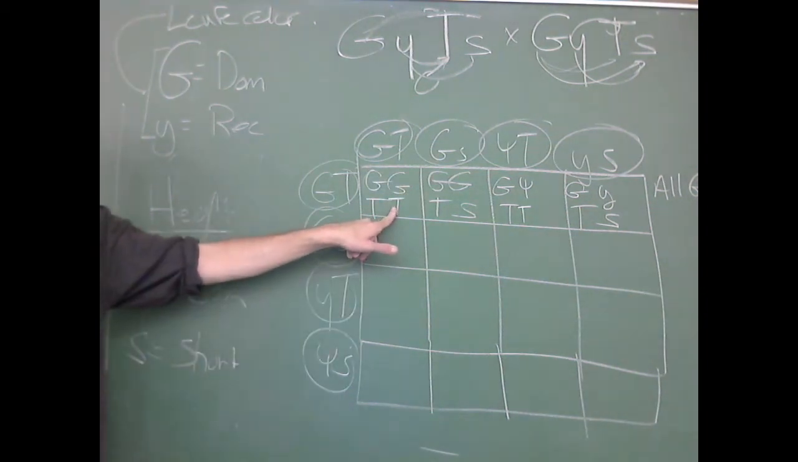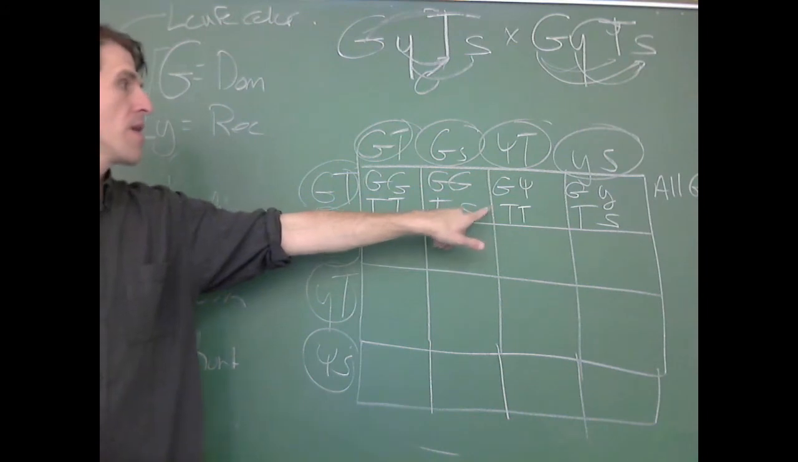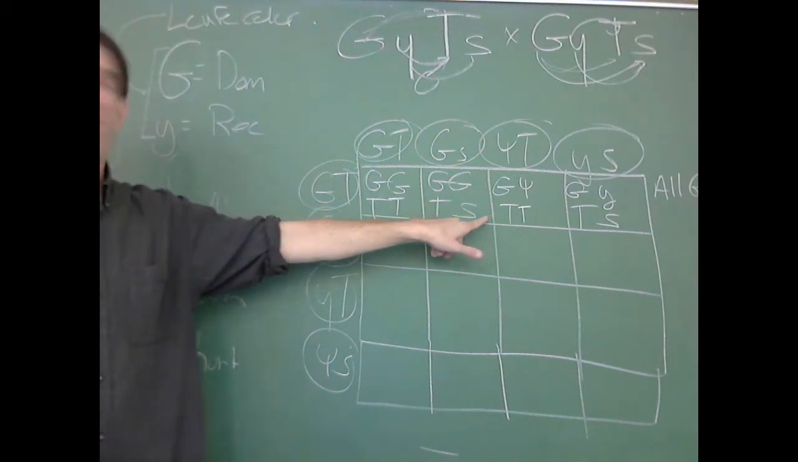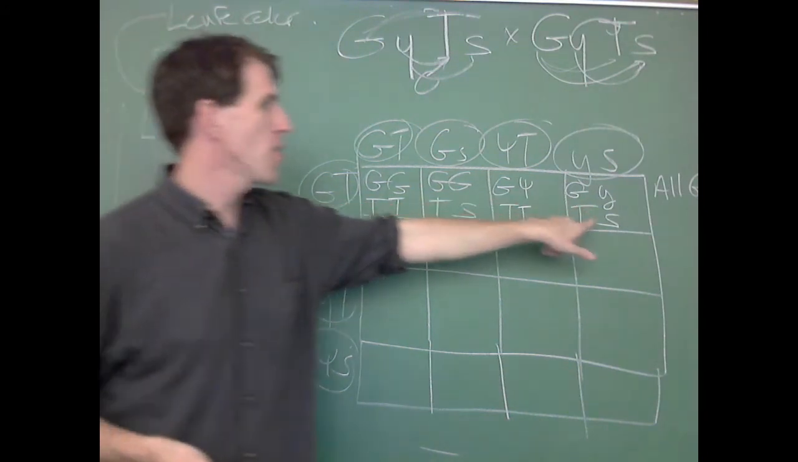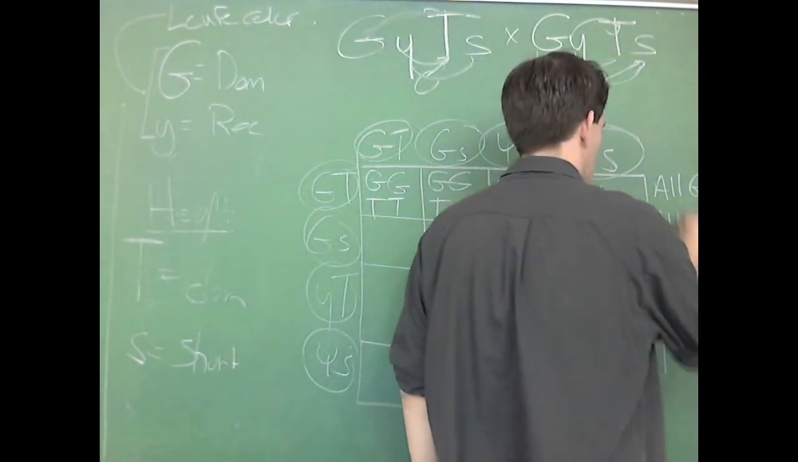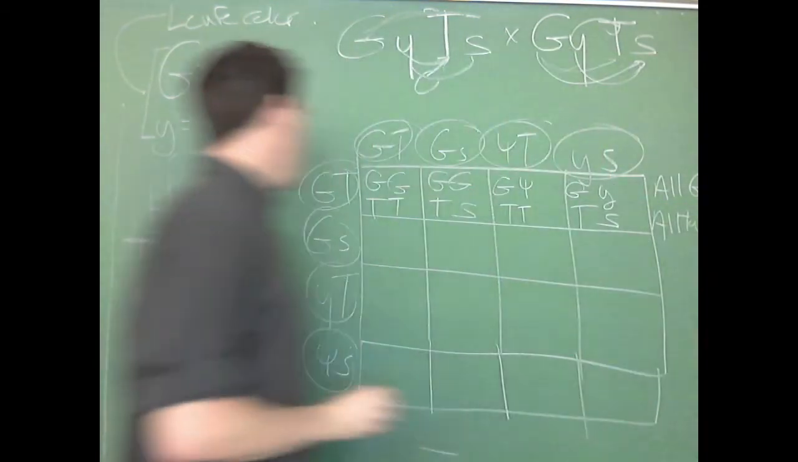Tall, tall, two tall alleles, that's dominant, tall. No, they're going to be tall. So it says tall, tall, tall, and tall. So they're all going to be tall. All right, let's go to the next one.